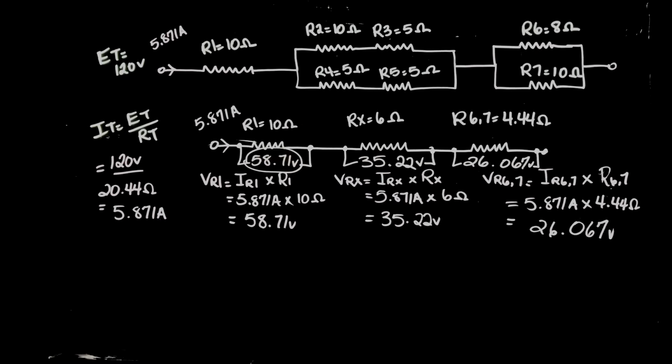So using Ohm's law, we have proven that Kirchoff's voltage law for a series parallel circuit is in fact true. So if we were to take 58.71 volts, add that to the volt drop across Rx, 35.22 volts, plus the volt drop across resistor R67, we would come up with our supply voltage of 120 volts. The next step to solving all the variables of the series parallel circuit will be to take these individual volt drops and place them appropriately in the original circuit.